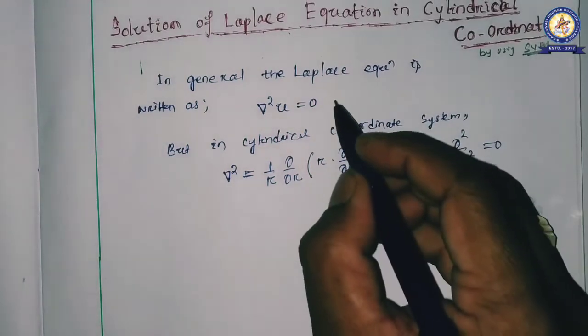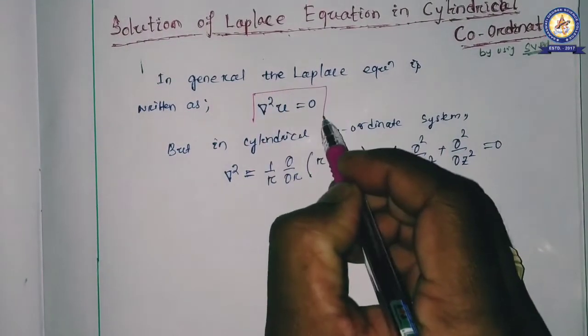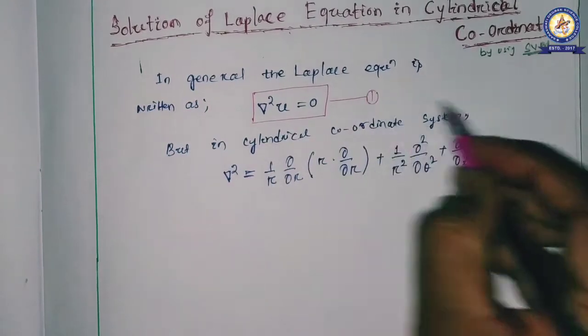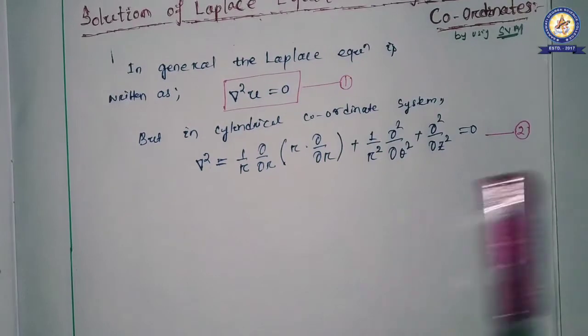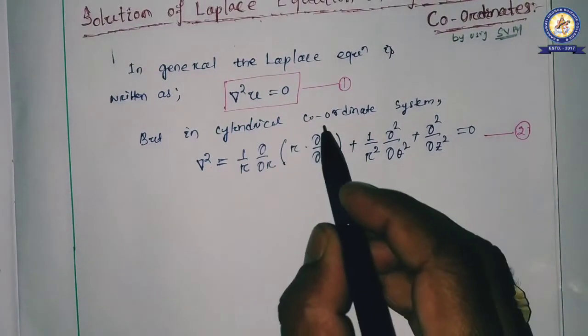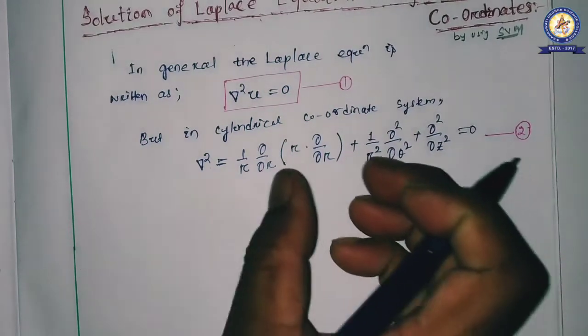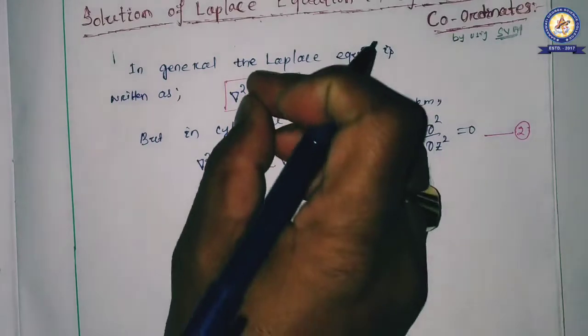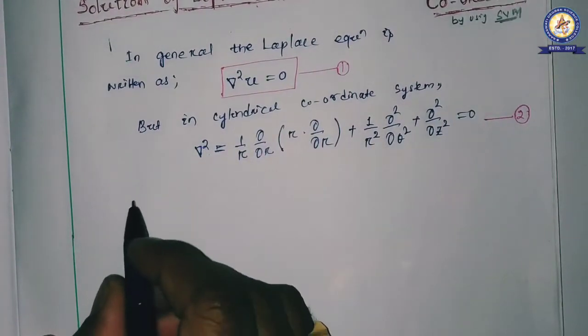Let this be your equation number 1 and this be your equation number 2. So this is your del square operator in the cylindrical coordinate system that we studied in our first semester. Now we have to operate this del square on a function u.